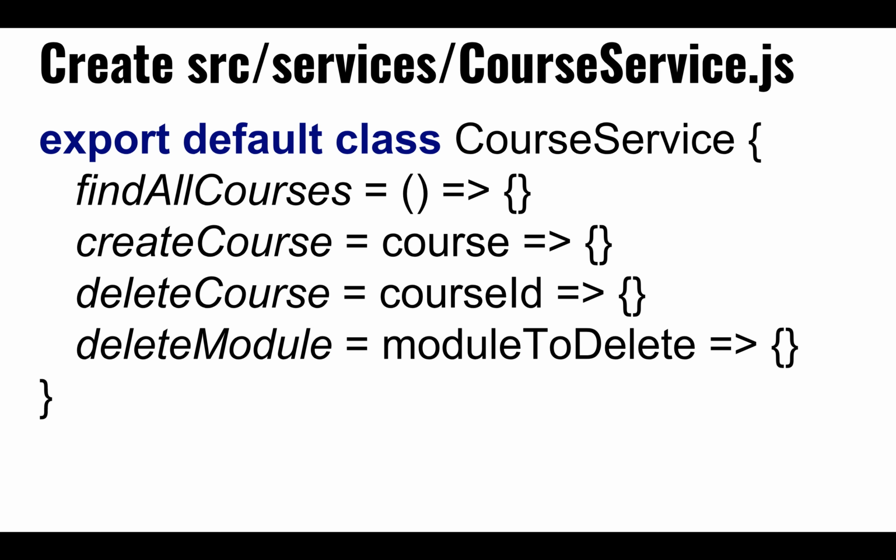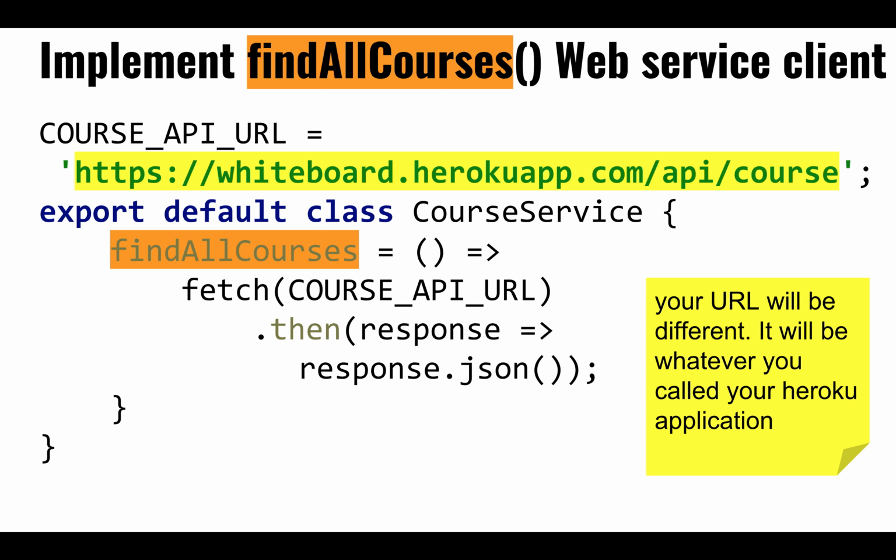Typically what you do is you have the same identical course service that you have today. But instead of the functions returning actual arrays, they're going to go off and hit the server. They're going to generate a get, a post, a delete, and they're going to receive responses back from the server. So for instance, here in the course service, the implementation for find all courses, instead of returning the local array, you're going to do a fetch.